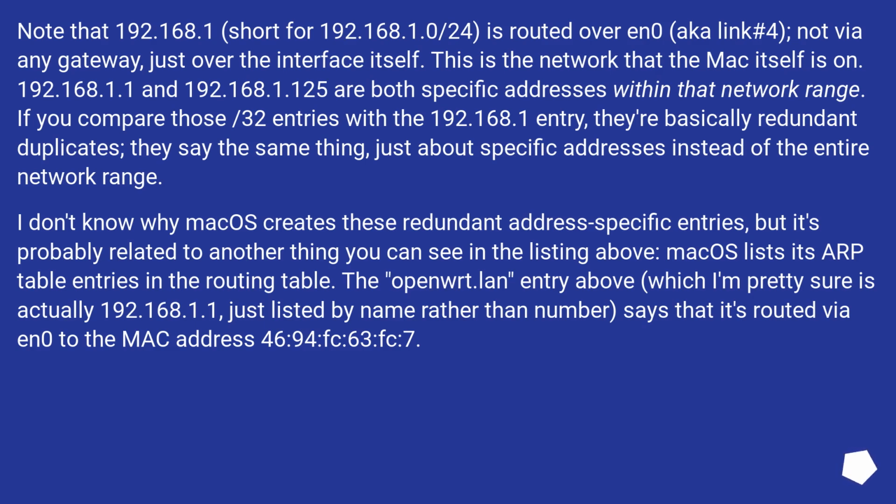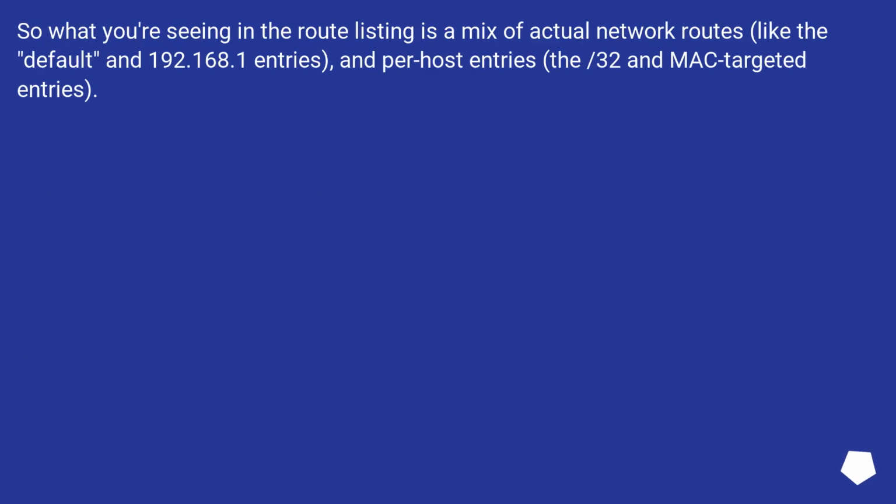The opener.lan entry above, which I'm pretty sure is actually 192.168.1.1, just listed by name rather than number, says that it's routed via en0 to the MAC address 46:94:5e:63:5e:7. So what you're seeing in the route listing is a mix of actual network routes, like the default and 192.168.1 entries, and host entries, the /32 and MAC-targeted entries.